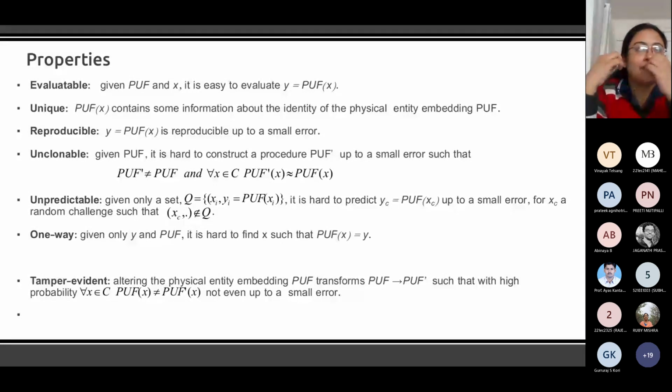Unpredictability. Suppose I have given some input to the PUF and got the response. Now if I take another random challenge which I have not given as an input earlier, it will be very hard to predict what the output will be. So that's what unpredictability means. Now comes one way. That means given a y and the PUF circuit, it is very hard to say what is the value of x for which we have got y. Finally, tamper evident. That means if somebody changes the circuit a bit, the PUF will not act as it used to act. It will be changed to something like PUF dashed.